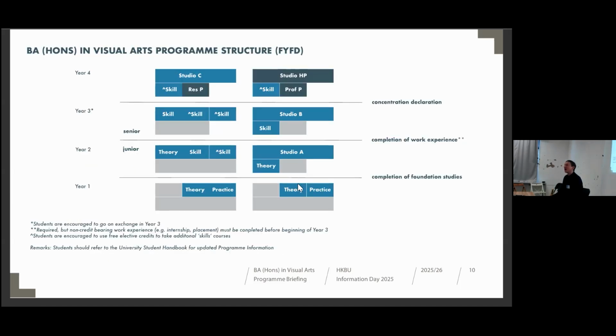In terms of the program layout, this might make no sense to you whatsoever, but it's for your information. Please don't feel like you need to understand fully, but it's a visual representation of how we design our program. Essentially, if you enter our program in year 1, we have you taking a theory and a practice core course. This is to teach you the foundations of visual art, both in terms of contextualization, looking at art history. Of course, in year 1, it's a survey course that looks at art history thematically.